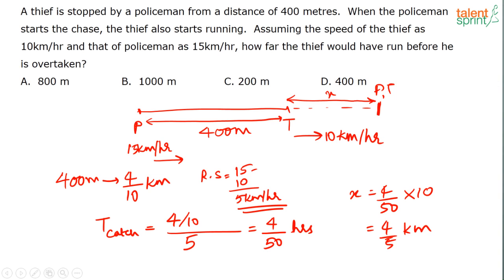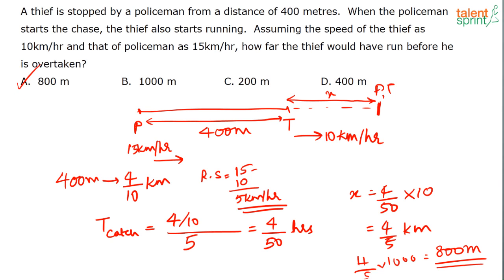Now what is 4 by 5 kilometers? See, we know 1 kilometer is equal to 1000 meters, correct? So this is nothing but 4 by 5 into 1000, or that is equal to 1000 by 5 is 200, 200 into 4 is equal to 800. So he travels 800 meters. Correct? I hope it's clear. So the answer for the question is option A.